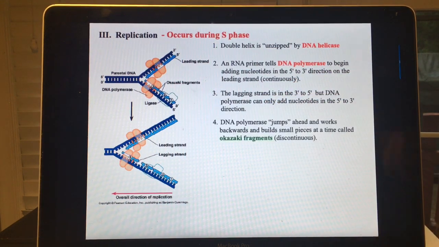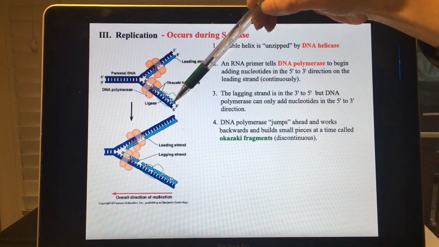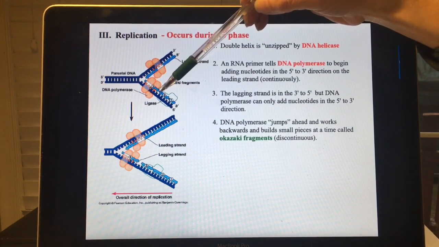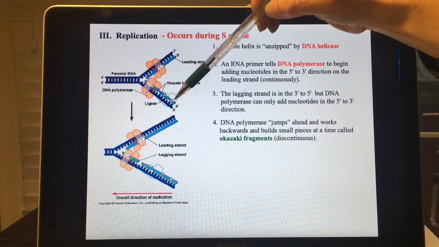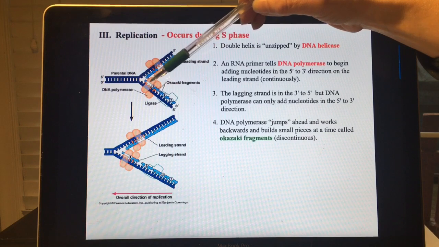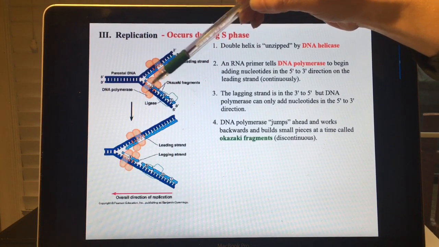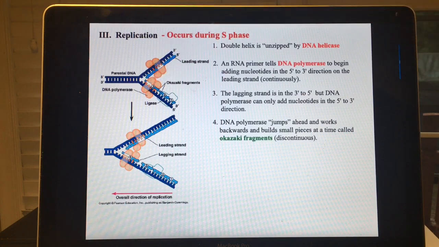So right here, the first fragment would be here, and it would be built that way, and then the next fragment 5' to 3', and then the next fragment 5' to 3'. So they're numbered in the sequence that they are built. This one is the oldest piece, and this one is the newest piece, because this is the area of the replication fork that has been most recently open.